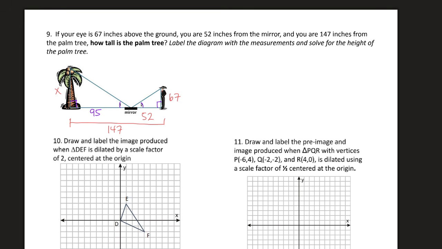So now I can go ahead and set up my ratio. So x over 67 is equal to 95 over 52. And I'm going to cross multiply. So I have 52x is equal to 67 times 95, which is going to be 6,365. And then I'm going to divide by 52. So I get x is equal to 122, we'll round to the nearest tenth, 4, and our units in this case is inches.